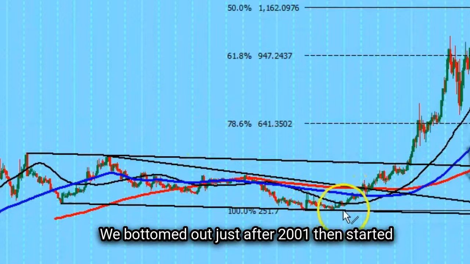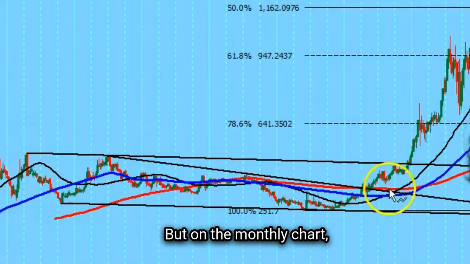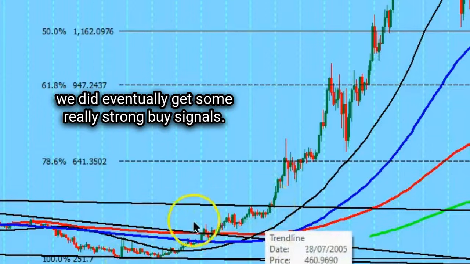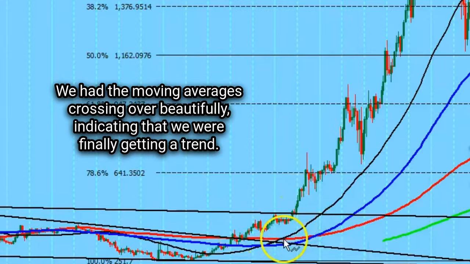We bottomed out just after 2001, then started to go up, but we didn't know that this was the beginning of a bull trend for a little while. But on the monthly chart, we did eventually get some really strong buy signals. We broke above the upper trend line of the channel. We had the moving averages crossing over beautifully, indicating that we were finally getting a trend.